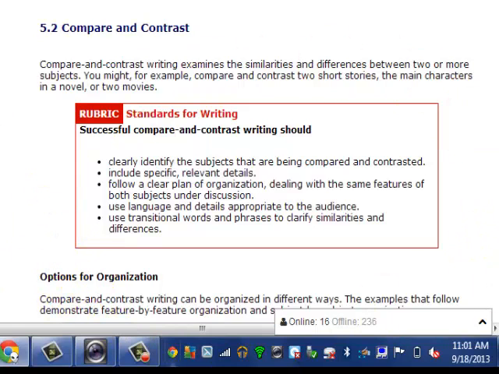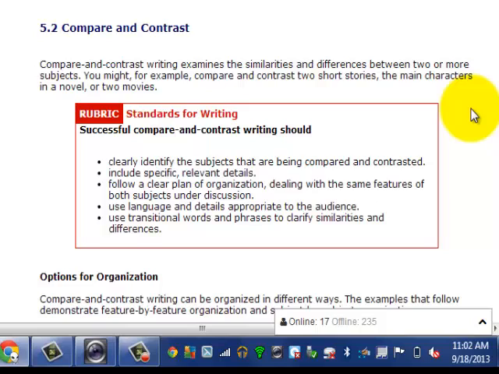We're looking at this box right here. Clearly identify the subjects that are being compared and contrasted, which you guys are going to be doing. Include specific relevant details. Remember, I'm not looking for whole summaries of the story. I'm looking for key parts of each story that reflect the principles that they applied to certain decisions, but also what principles they should have applied, hence their will versus God's will. Follow a clear plan of organization dealing with the same features of both subjects under discussion, which I gave to you in my model compare and contrast outline.